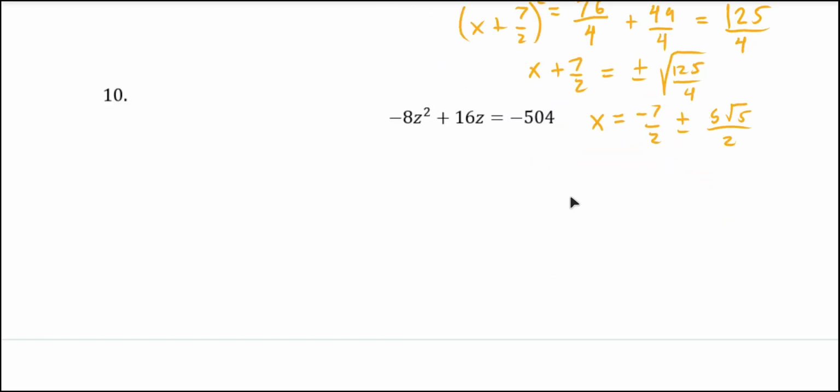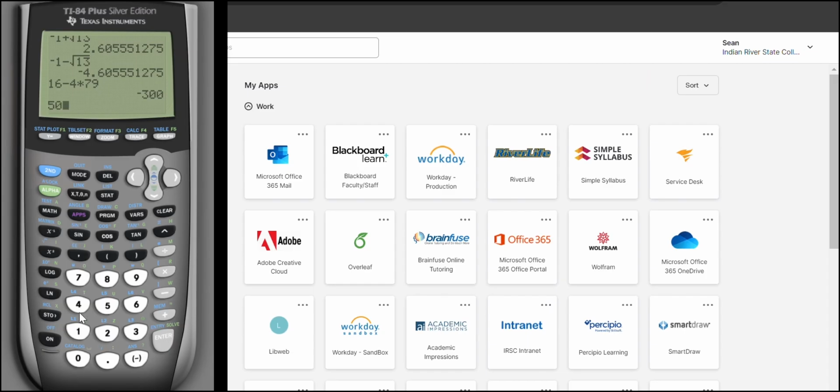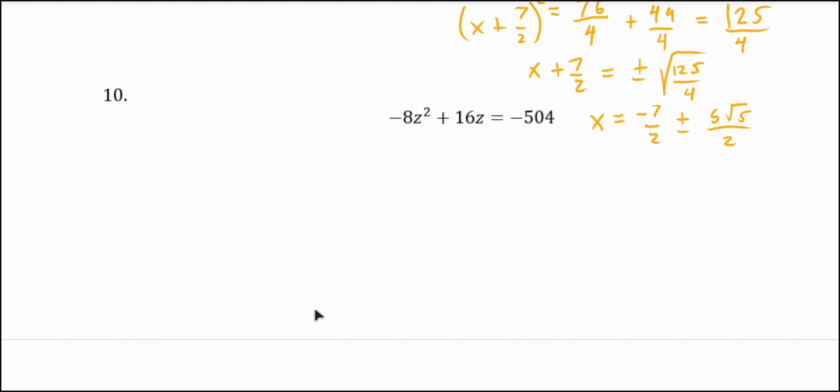Here we have a doozy. I would begin by simplifying this expression. 8 divides into each of these things. I wonder if 8 divides into 504. Just to save a little time here, it does. It is in fact 63 times 8. So I could divide negative 8 from everything, both sides. And I would here get 63, and I would here get z squared minus 2z.